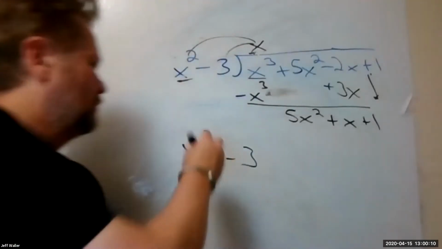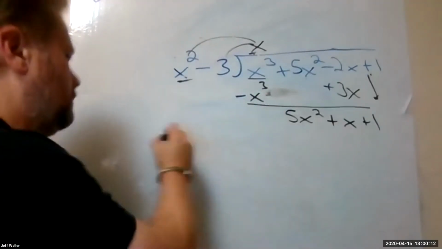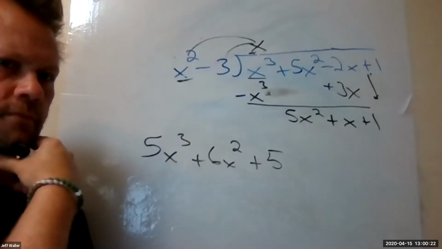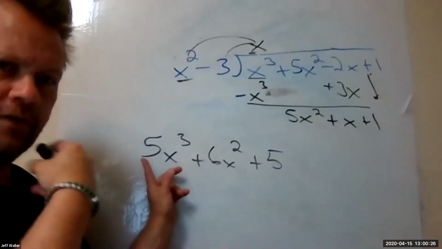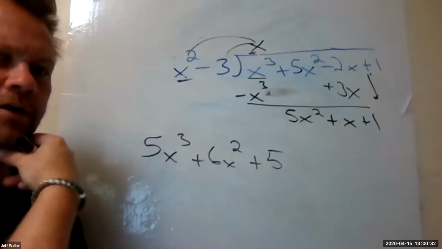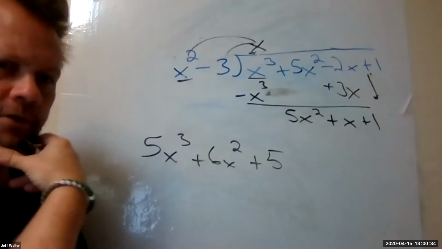Okay. Let me write a different thing. How many x cubes are there? 5. How many x squares are there? 6. How many x's are there? 0. None. You guys see that?